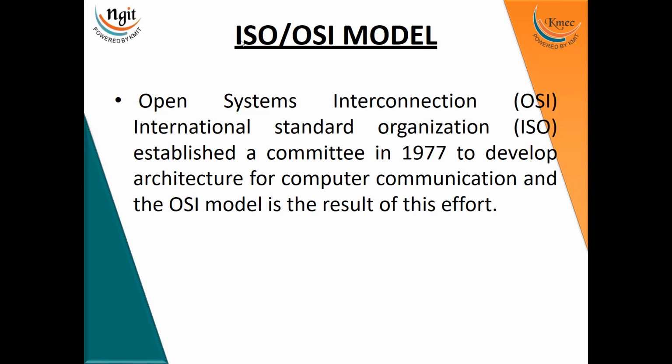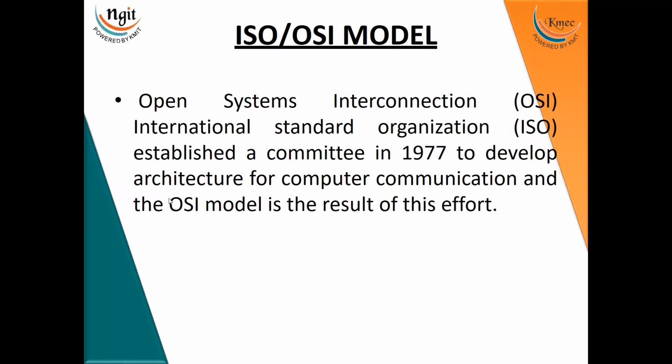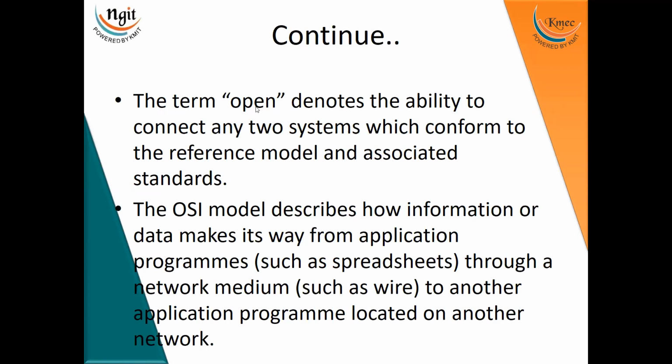That means the International Standards Organization established a committee in 1977 to develop an architecture for computer communication. This is the effort and the result is the OSI model. Next, we'll learn about OSI. What is meant by OSI? Open System Interconnection model. What is meant by open? The term open denotes the ability to connect any two systems which conform to the reference model and associated standards.